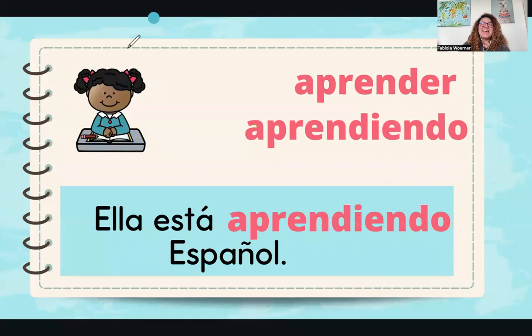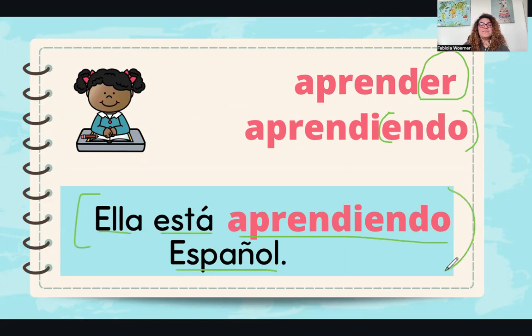The next verb, aprender. And here, aprender ends in er. So we are switching our ando ending to endo. Aprender, aprendiendo. Ella está aprendiendo español. This is a longer verb.